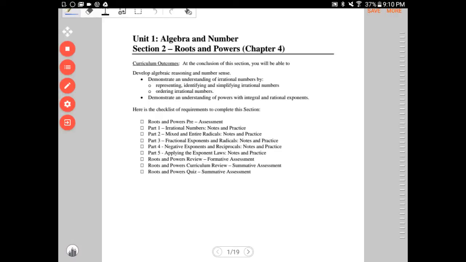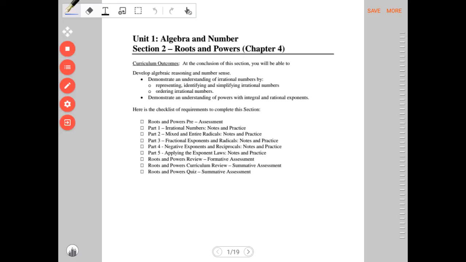Hi everyone, Unit 1, Algebra and Number, Section 2, Roots and Powers, Chapter 4. Okay, so there are some curriculum outcomes here. You're going to be able to develop algebraic reasoning in number sense. You're going to demonstrate an understanding of irrational numbers by representing, identifying, and simplifying irrational numbers. You're going to be able to order irrational numbers. And you're going to be able to demonstrate an understanding of powers with integral and rational exponents.